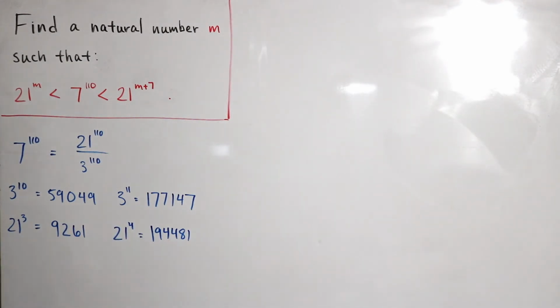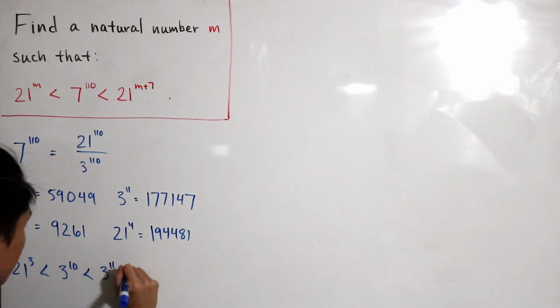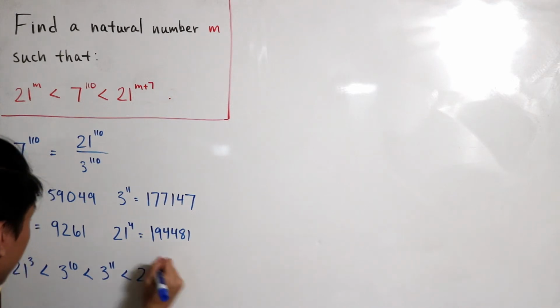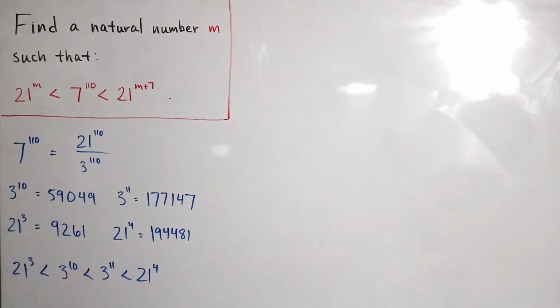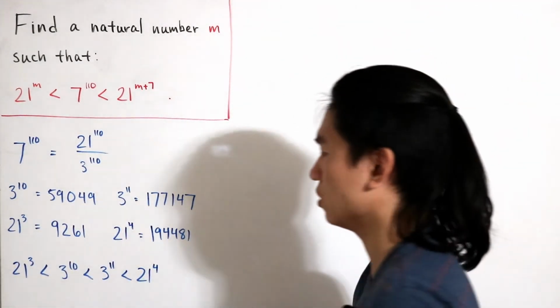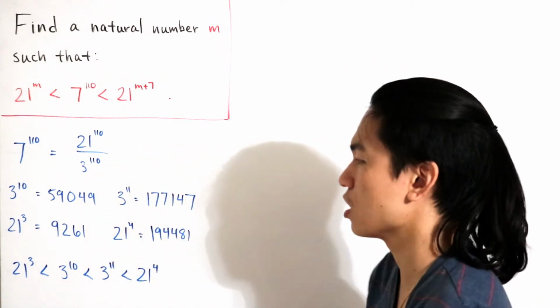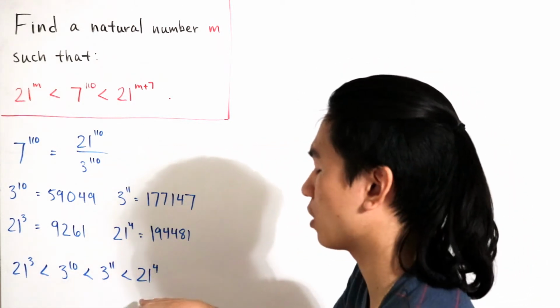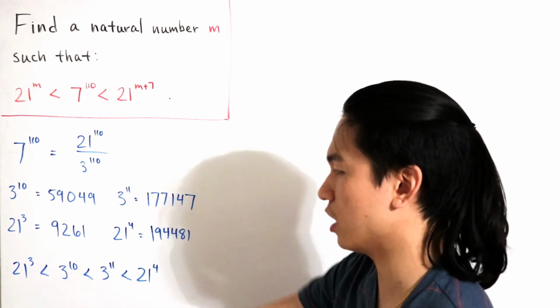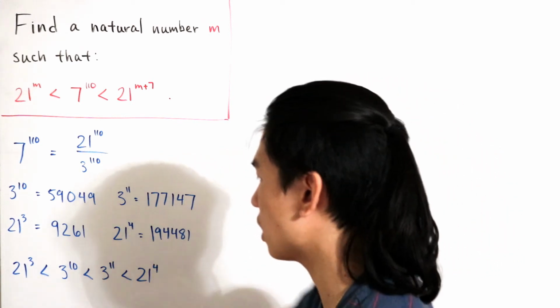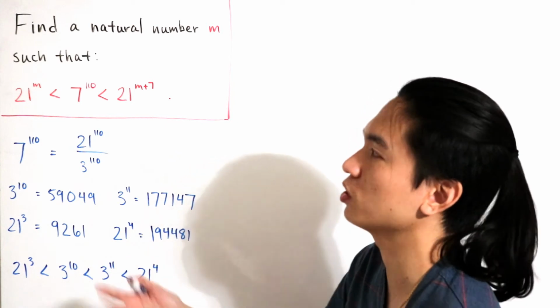From there we can form this little inequality and say that 21 to the power 3 is strictly less than 3 to the power 10, which is strictly less than 3 to the power 11, which is strictly less than 21 to the 4th power. From there, we can do a bit of multiplication across this entire compound inequality. Specifically, we're going to look at it in two ways: these two terms, and then these two terms, which will inform the inequality.